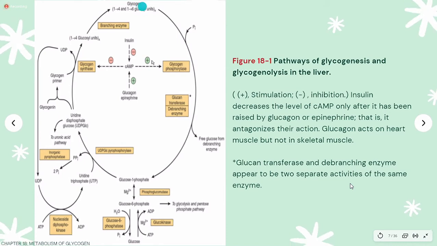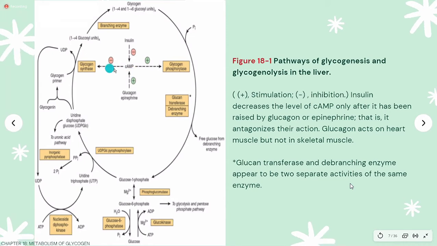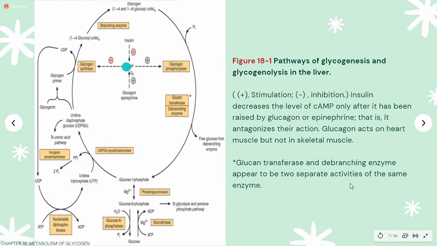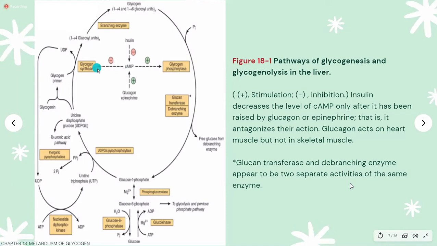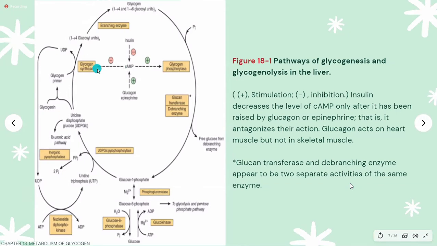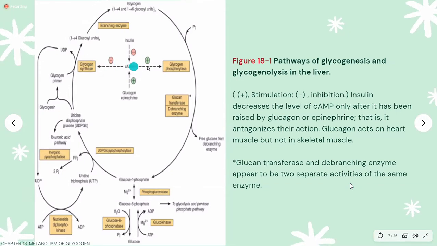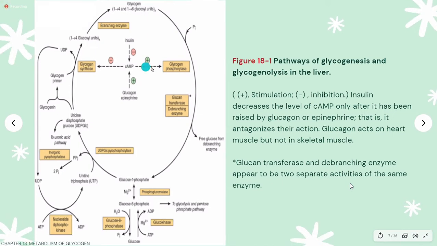If you look at this cyclic AMP, it affects this one, it affects this one at the same time. Cyclic AMP has a negative effect on glycogen. Cyclic AMP has, no, it has a positive effect. So this is activated. That's positive. No, that is negative. Cyclic AMP.